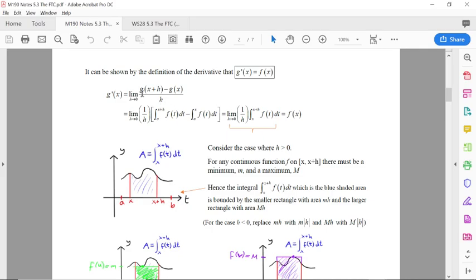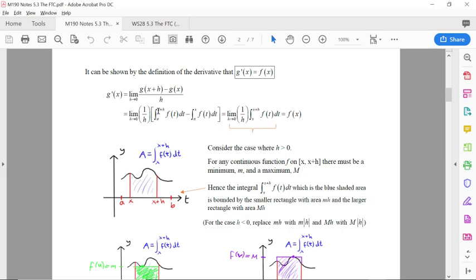So let's factor out the 1 over h. What is g of x plus h? Well, that would be the integral from a to x plus h of f of t dt. By the way, g was defined, minus g of x. And of course, this is how g of x was defined. So we have this. Okay. Now we can combine these two, right? We can combine these two. They both have a left edge at a.